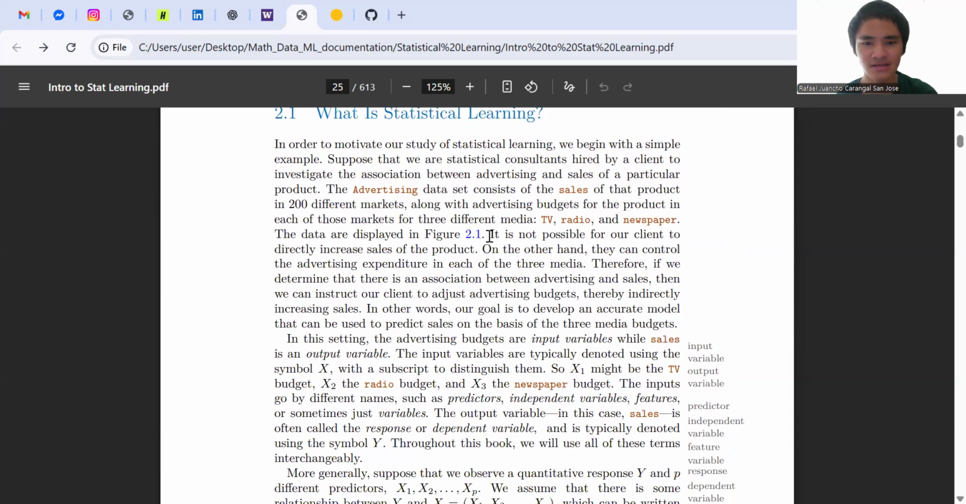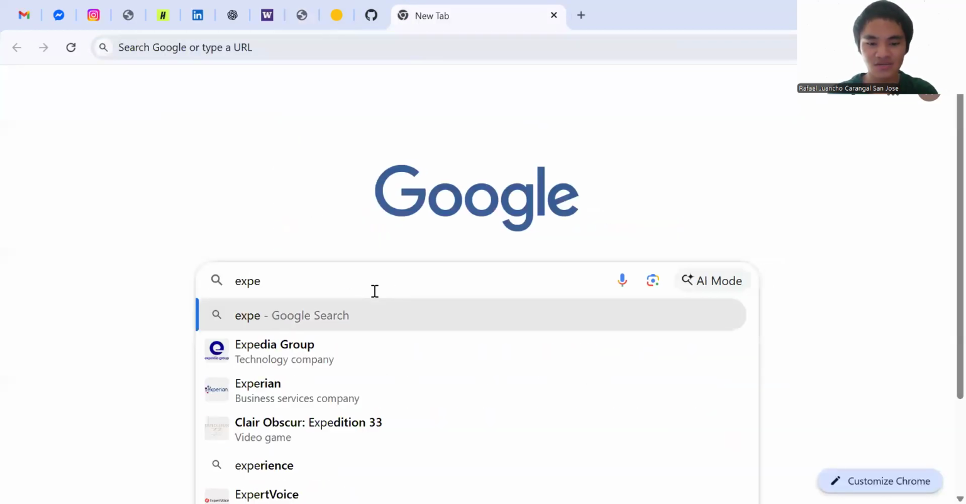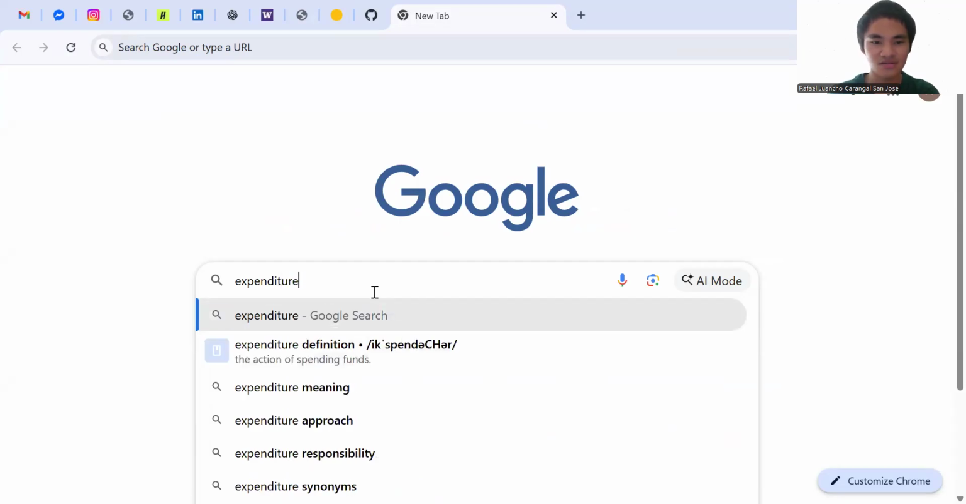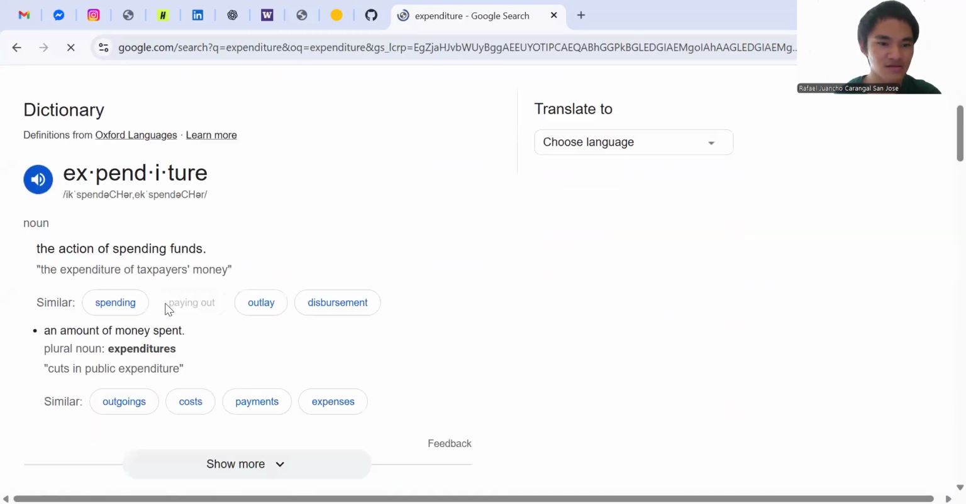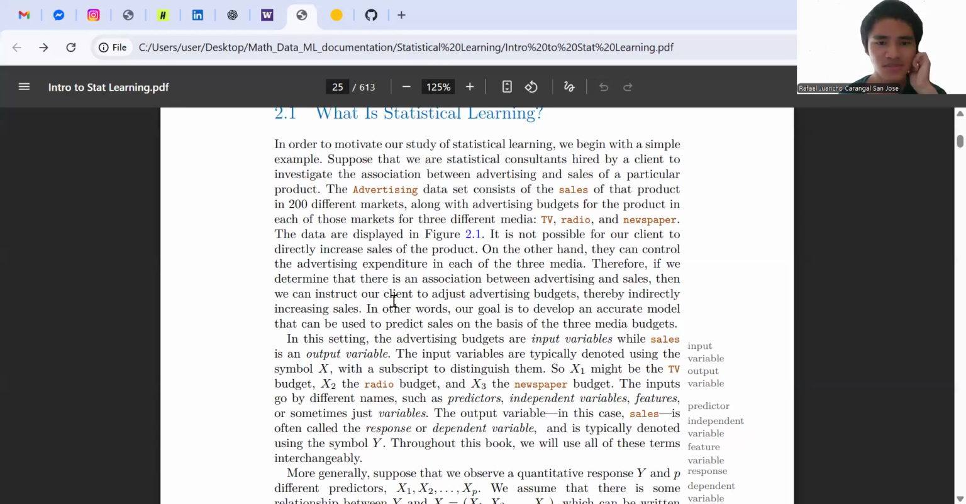And it is not possible for our client to directly increase sales of the product. On the other hand, they can control the advertising expenditure in each of the three media. If we Google what expenditure means, I think it's like a spending plan, the action of spending funds, the amount of money spent. So it's the amount of money spent in each of the three media.